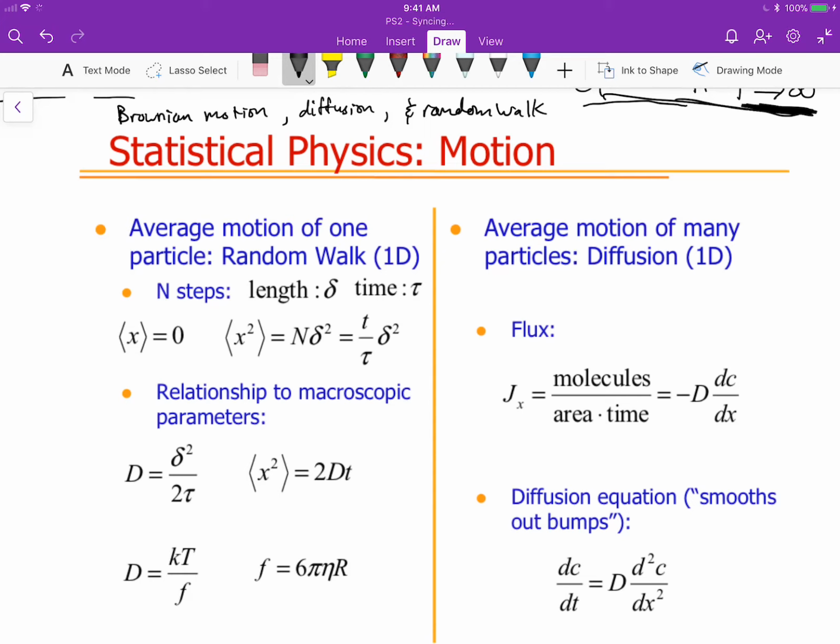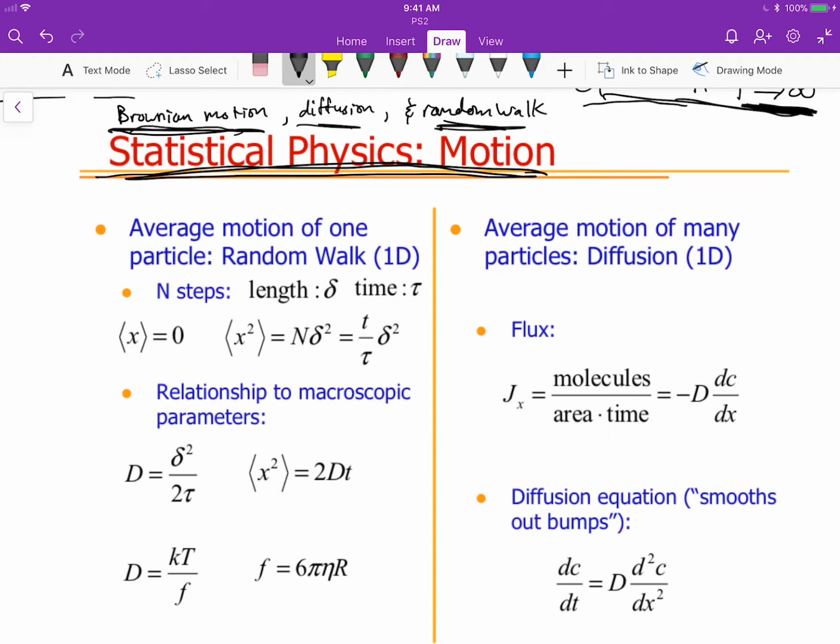Okay, so now let's do some statistical physics that involves some motion of the particles. So this is not an equilibrium; instead of equilibrium, we actually have the particles moving. One thing, just before I get into it, I wanted to mention: students have asked me about Brownian motion and diffusion and random walk. Like, what is going on? I have all of these things, and how do they fit together?